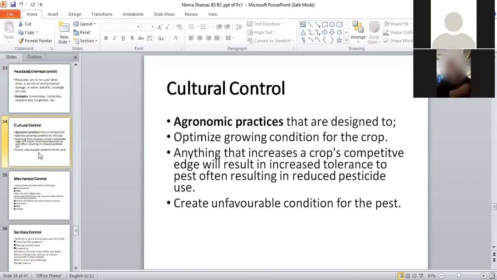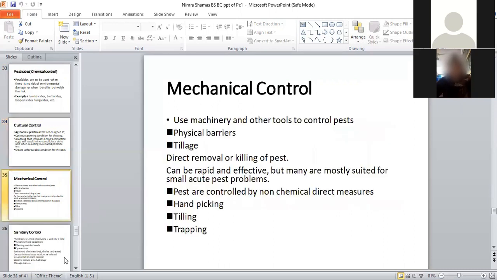Cultural control. Cultural control are the agronomic practices that are designed to optimize the growing condition of the crop. Anything that improves crop competitive edge will result in increased tolerance level of the pest, often resulting in reduced pesticide use, creating unfavorable conditions. So it is a cultural method of controlling pests, creating unfavorable conditions for the pest. Next slide.